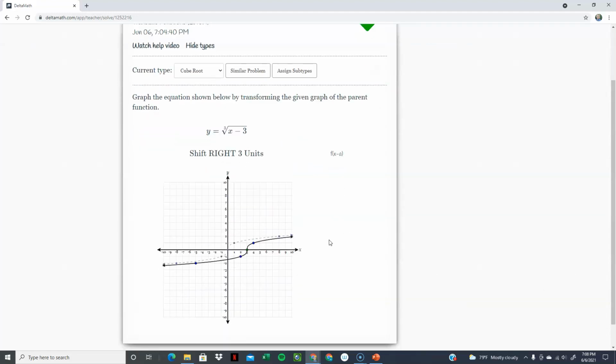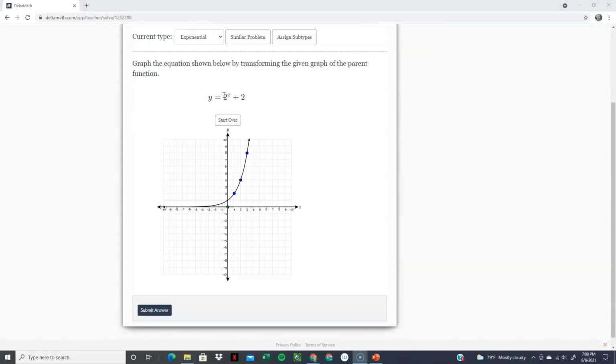All right, good. And then here's another one. This is an exponential parent function. And here we're adding 2. This 2 is outside the function.